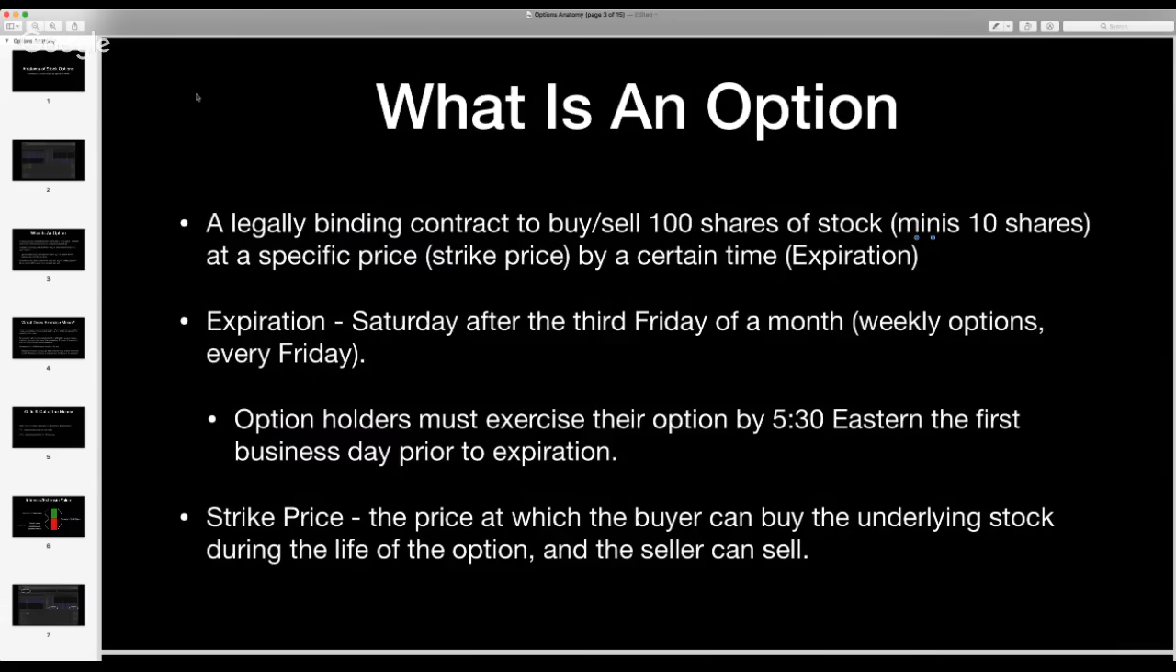Now, options, the pricing and everything, we'll get into that. But in general, you're spending a little bit of money to control 100 shares of stock, or 10 shares if it's a mini option. Now, that little bit of money can vary widely based on a whole bunch of things, and that's the stuff that we're going to talk about next.